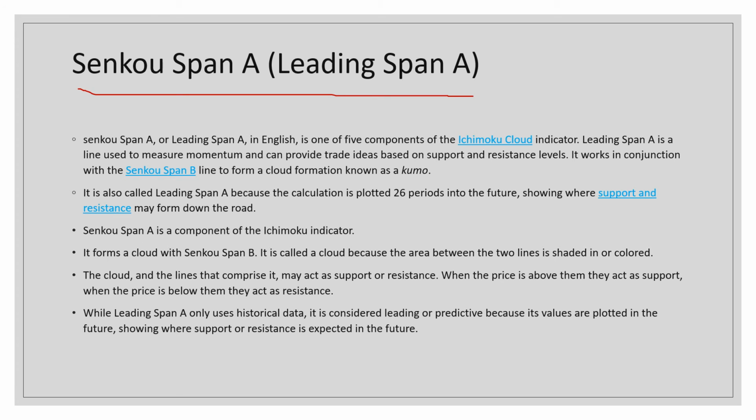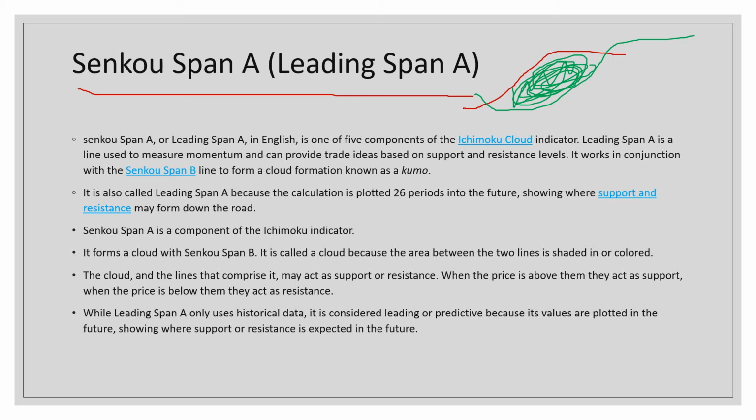What is Senkou span? Senkou span is also called leading span A. So there are Senkou span A and B. The Senkou span is like this. Let's say this is Senkou span A, and this is Senkou span B, and Senkou span A and B will make these areas highlighted, and these areas are known as the Kumo cloud.